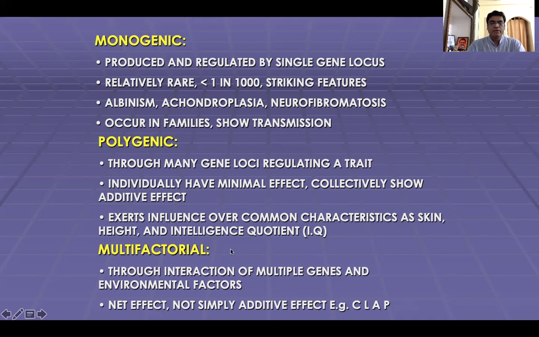Multifactorial type of inheritance will occur through interaction of multiple genes and environmental factors. It will be a net effect, not simply the additive effect. An example is cleft lip and palate.